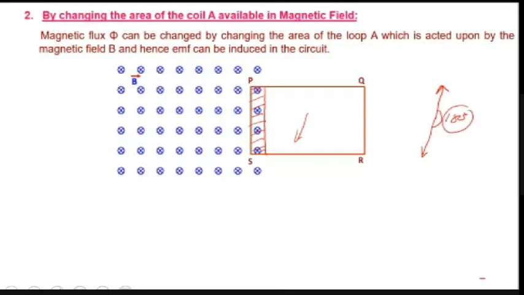B is uniform, therefore B is fixed. Theta is fixed. Now what are we going to change? The second factor, that is area. As I told earlier, the area associated with the magnetic field is this much. Now I am going to move the coil towards the magnetic field. Suppose I have moved it up to here. This is the new position. So what happened to the area associated with the coil? Vismaya?